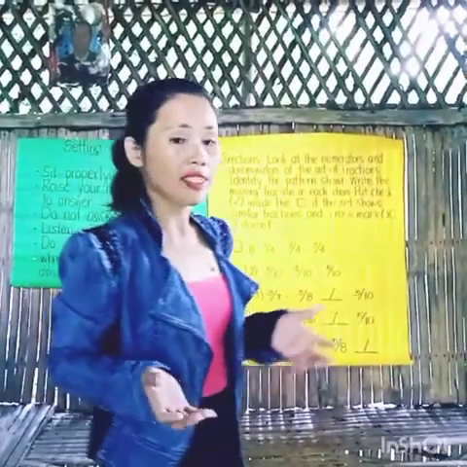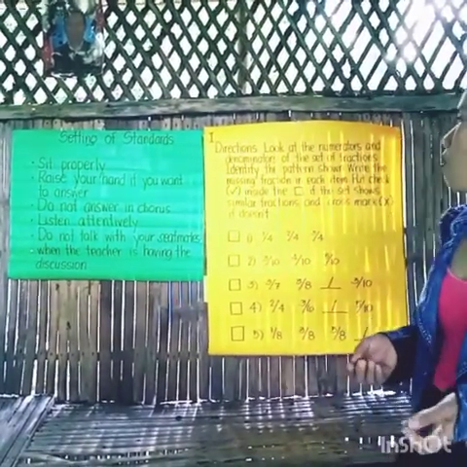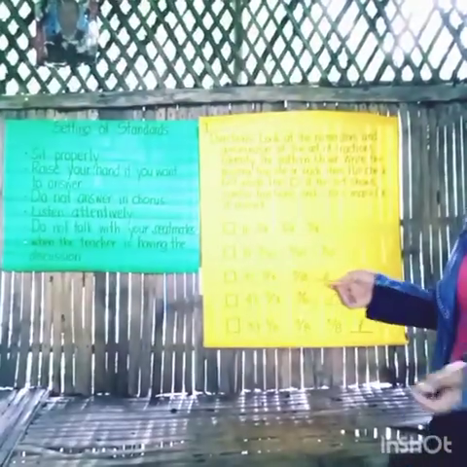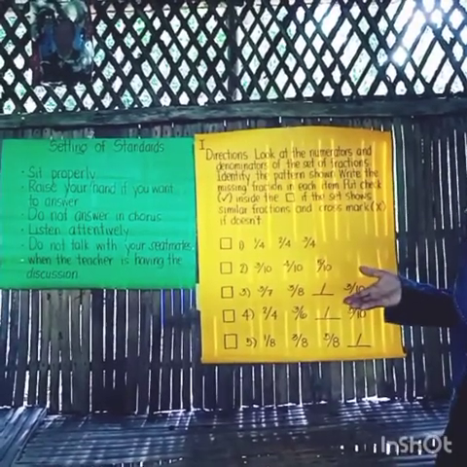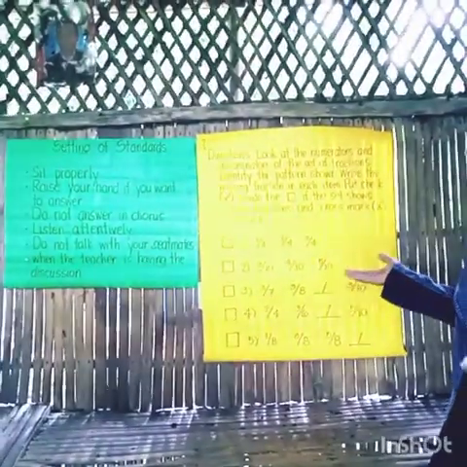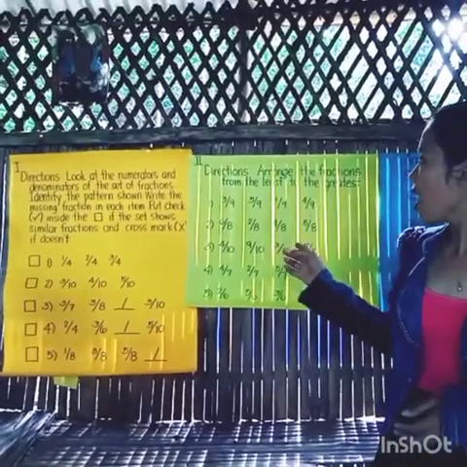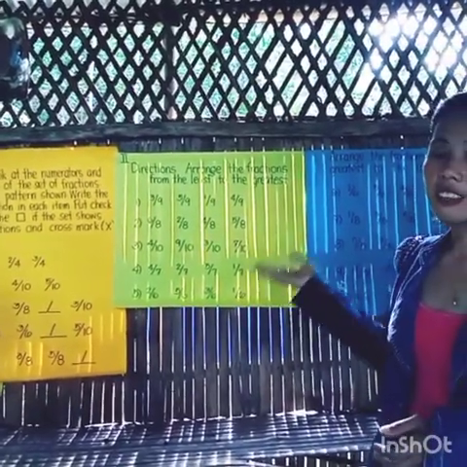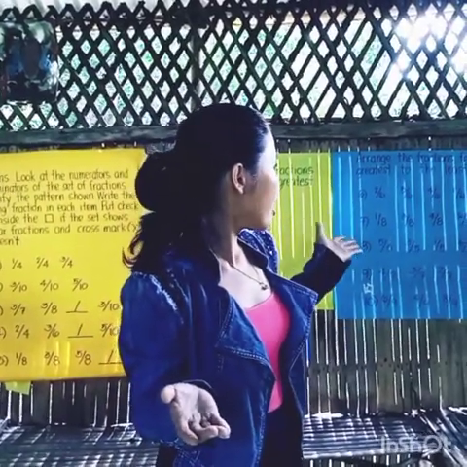Class, do you have any question? Clarifications? Okay, now I want you to look at the numerators and denominators of the set of fractions. Identify the pattern shown. Write the missing fraction in each item. Put a check inside the box if the set shows similar fractions and a cross mark if it doesn't. Then second, arrange the fractions from the least to the greatest and from the greatest to the least.